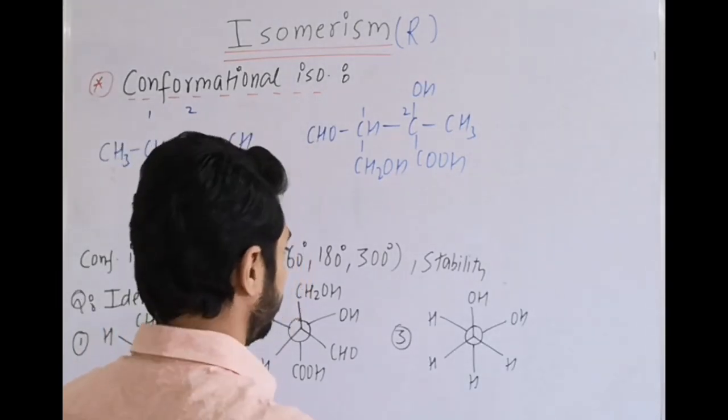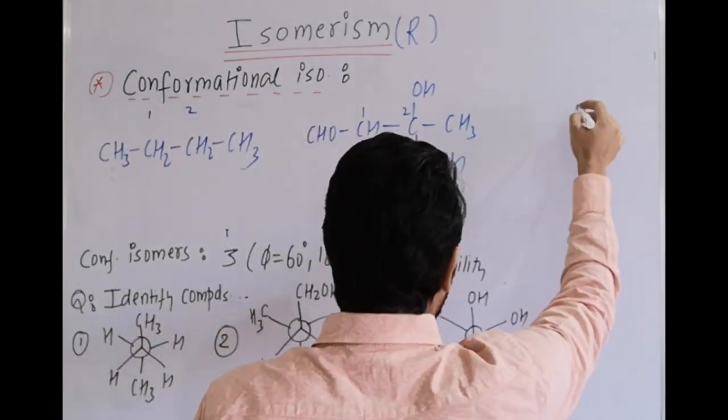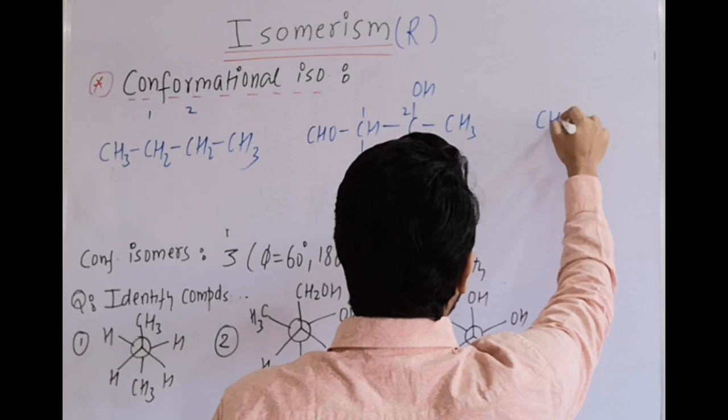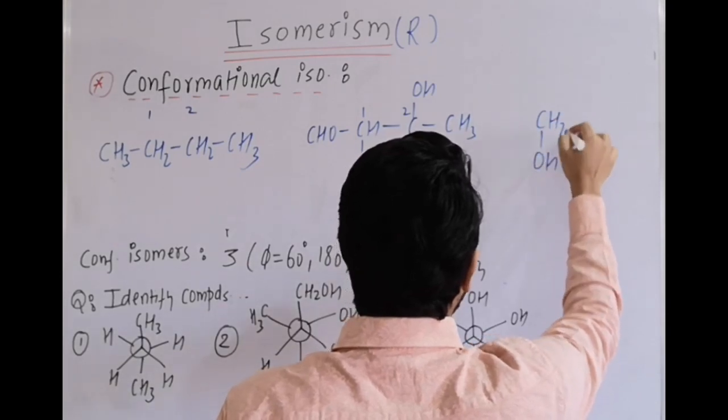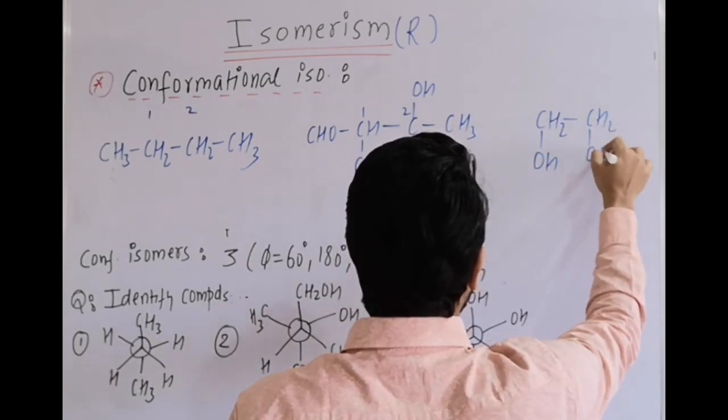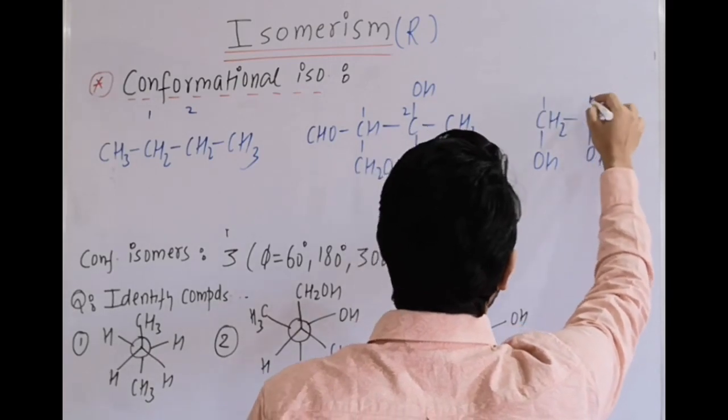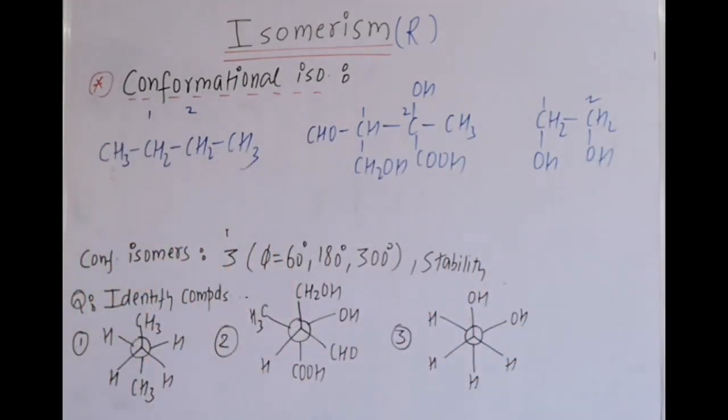Third one, in third one, front carbon 2 hydrogen 1 OH, back carbon 2 hydrogen 1 OH. This is glycol, ethylene glycol.